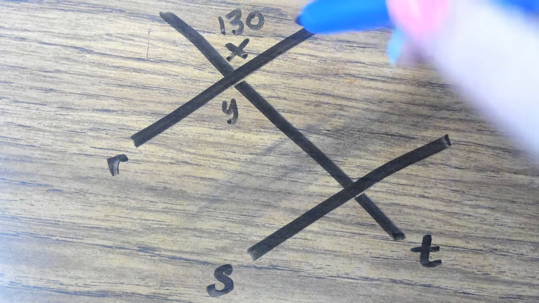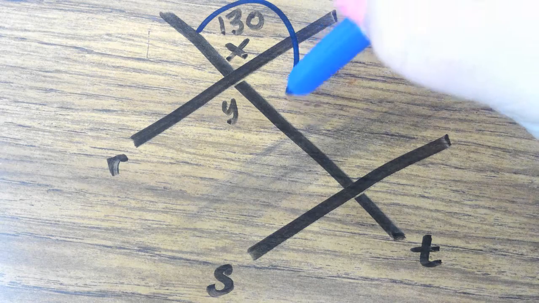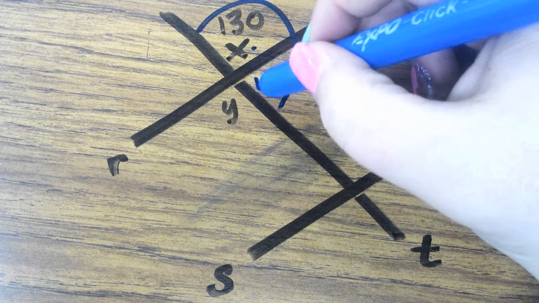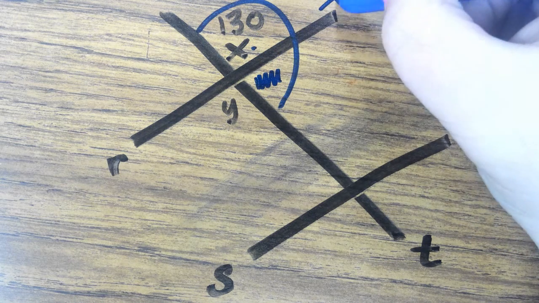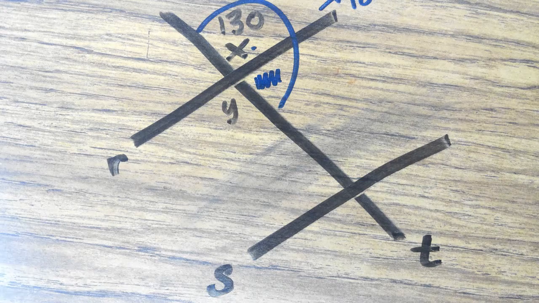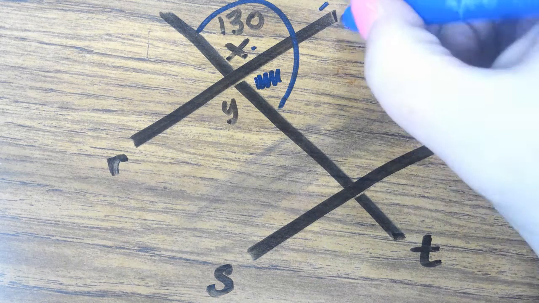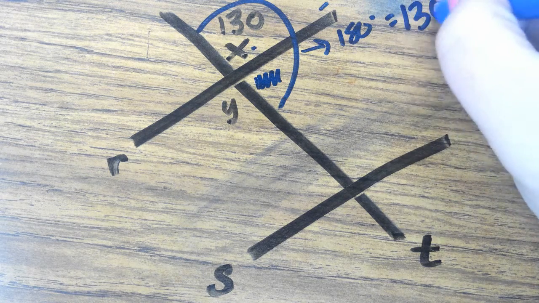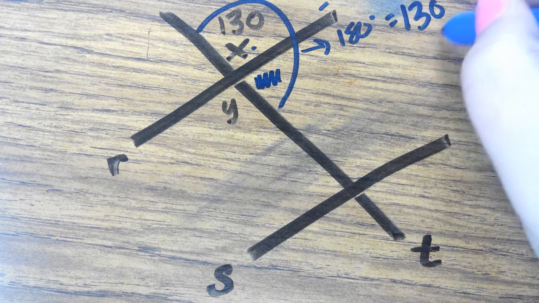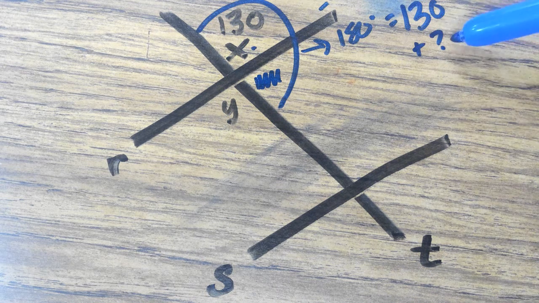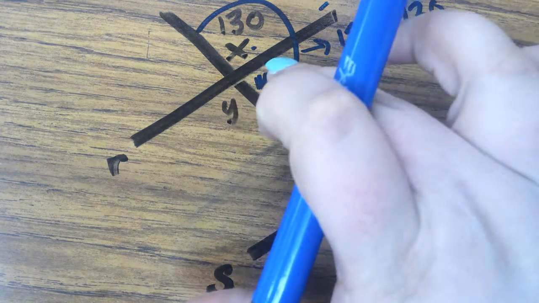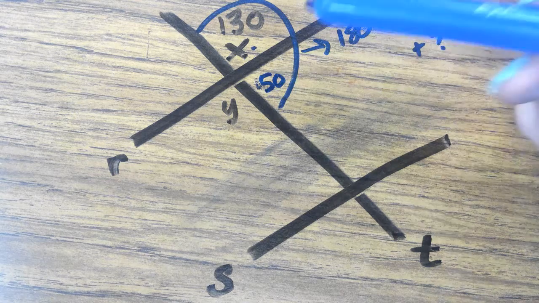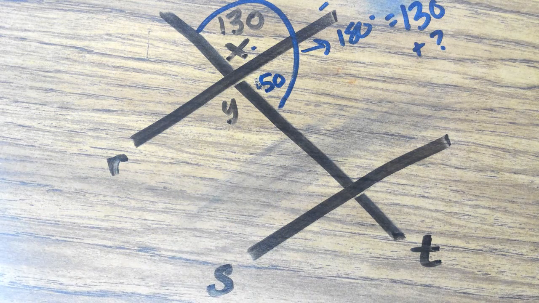Because I know that straight lines make 180 degrees. So X plus this piece should make 180 degrees. So 180 is 130 from X plus the thing I didn't know. What number can I add to 130 to get 180? That would be 50. So now I know that this angle is 50. Now I know that's not angle Y.